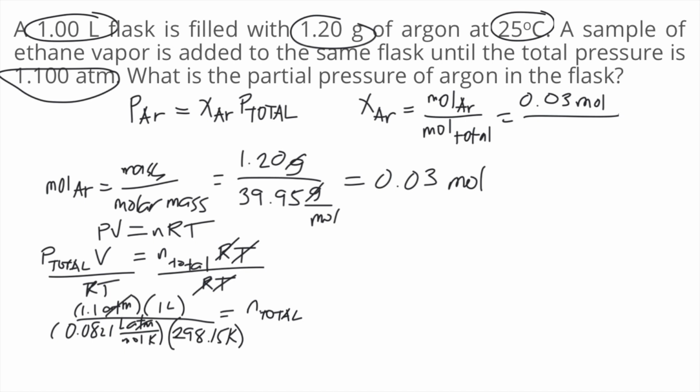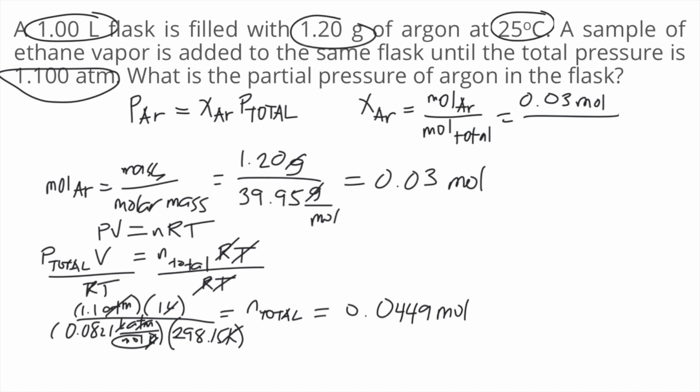Okay, so let's see how the units cancel out. The atm would cancel, the liters would cancel, the Kelvins would cancel, so we now have moles as our unit. If you solve that in your calculator, 1.1 times 1 in the numerator divided by 0.0821 times 298.15 in the denominator, you will get approximately 0.0449 moles. So this is your total moles.